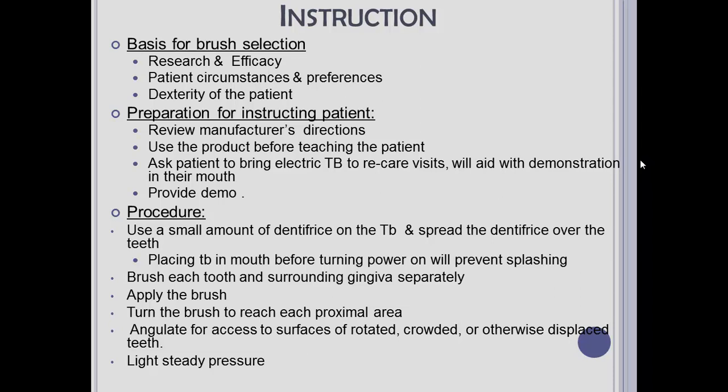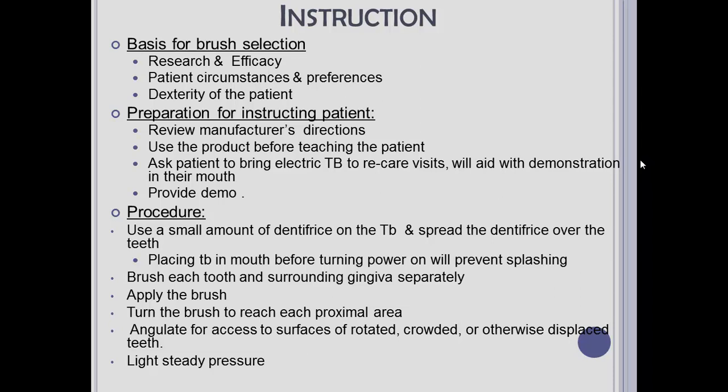So basically, how you use an electric toothbrush is you put a small amount of dentifrice or toothpaste on the toothbrush and you spread it over the teeth. Placing the toothbrush in the mouth before turning it on can prevent all the splashing and making a mess. You brush each tooth and the surrounding gingiva separately, and you're turning the brush to try and access the proximal area. And you always want to try and angulate the brush to accommodate rotated or crowded teeth. And you're just using light and steady pressure.